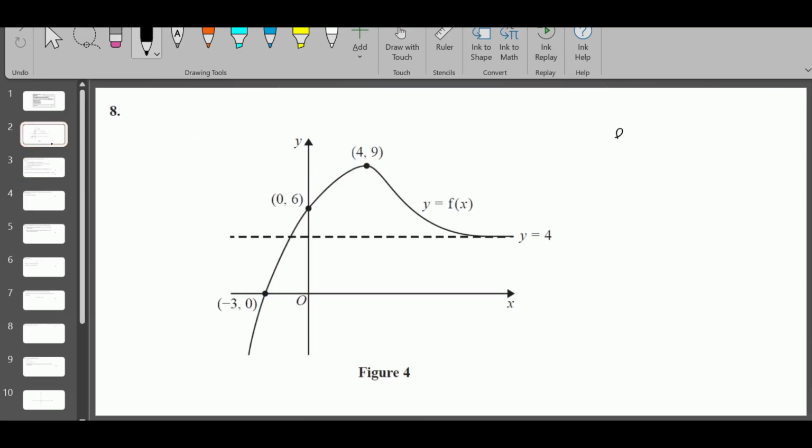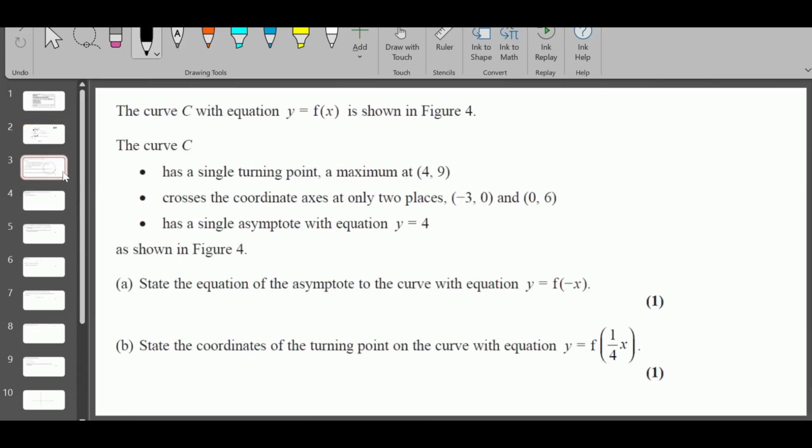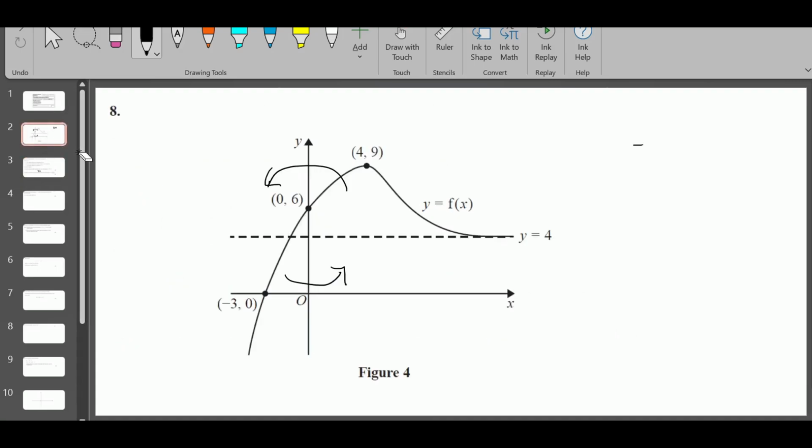Okay. f of -x is a reflection over the y-axis. You need to flip the curve this way, but the asymptote is going to stay the same. So the equation is y is equal to 4. It stays the same. State the coordinates of the turning point on the curve f of 1 over 4x.